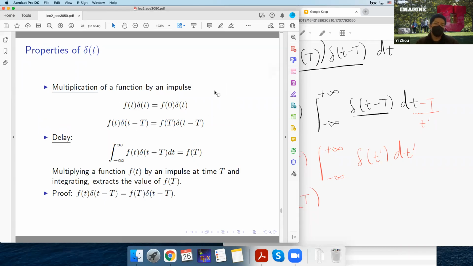And in the homework, you will need to utilize all these properties to evaluate the, well, I guess the integrations or multiplications. Okay, so are there any questions?